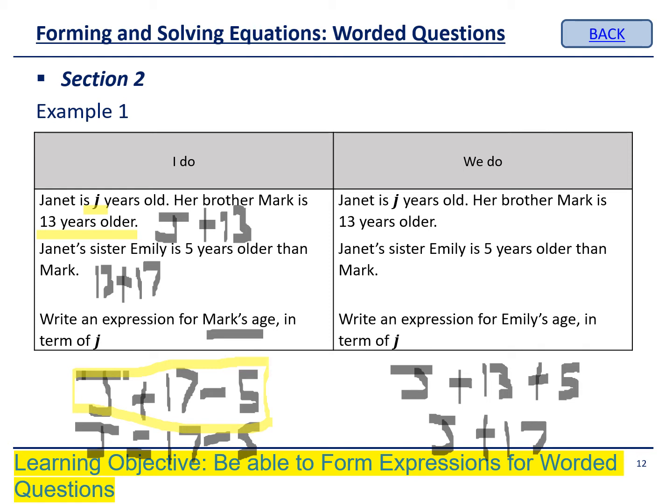Okay, for your we do then, we follow it. Mark is 13 years older, so J plus 13, and then Emily is 5 years older than Mark, so we need to add another 5, and then we just simplify that into a better expression, J plus 17.